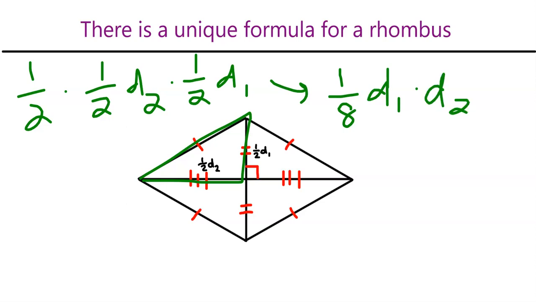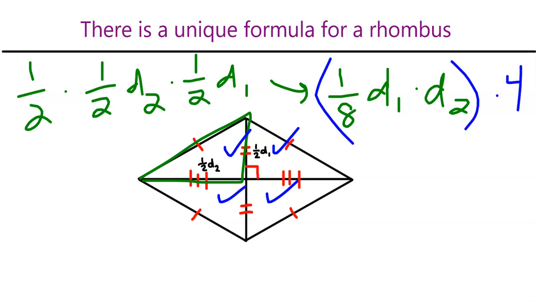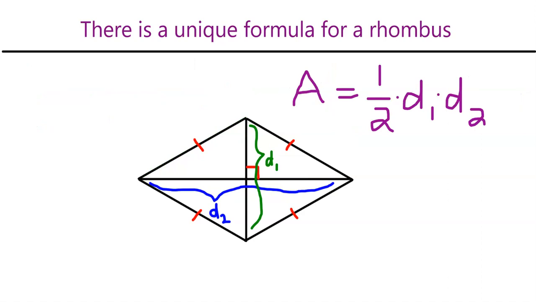And since we have 1, 2, 3, 4 of those triangles all together, the total area of this rhombus is just that times 4, or 1/2 of diagonal 1 times diagonal 2. Go ahead, pause the video, come back when you have copied down this area formula as well as the diagram and are ready to do 2 practice problems to end the video.